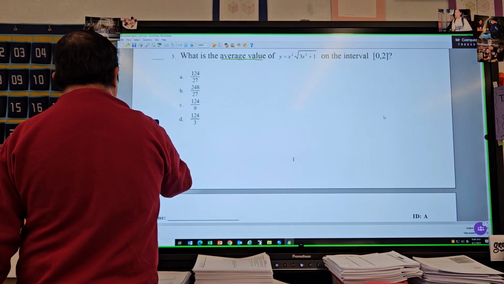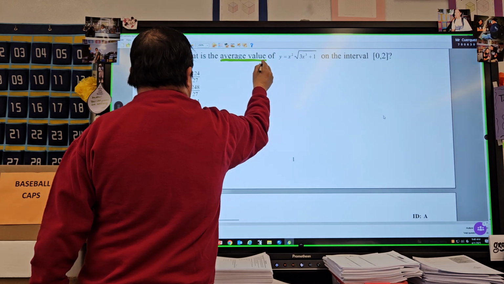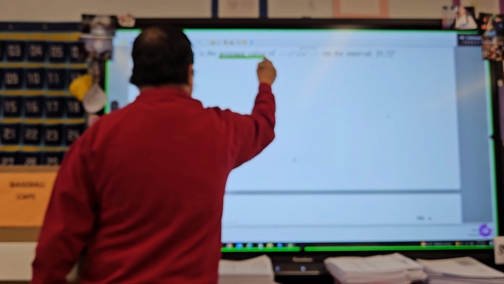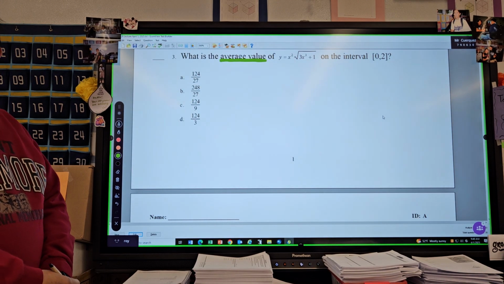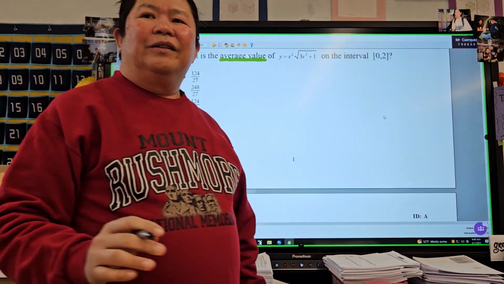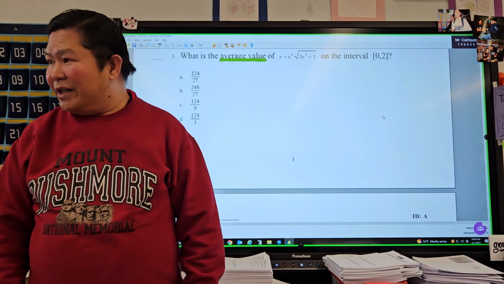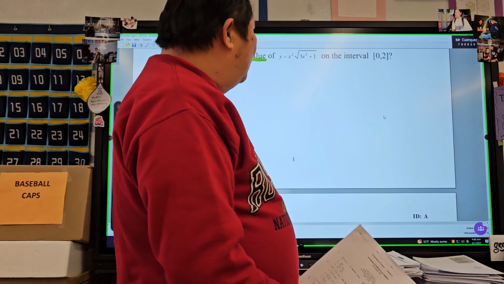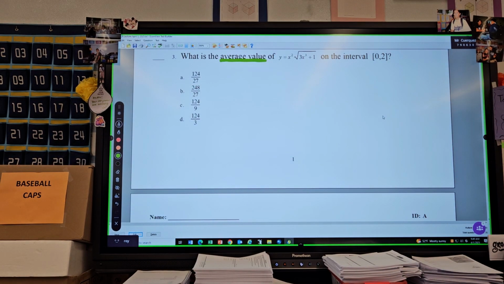Okay. They come with an AP exam version. This comes all the time in the actual AP. So you know what average value is, right? What is average value? It's 1 over b minus a, and then the integral from a to b. What is the limit now? 0 to 2.